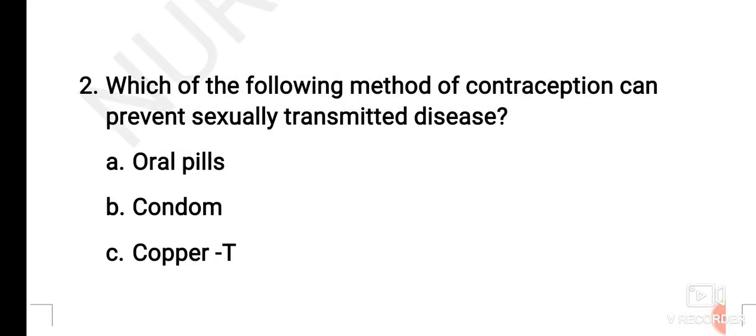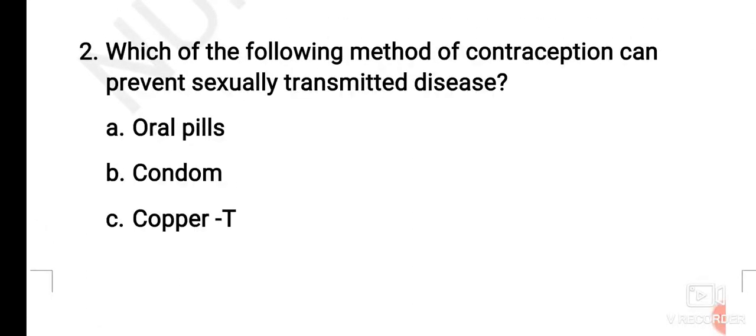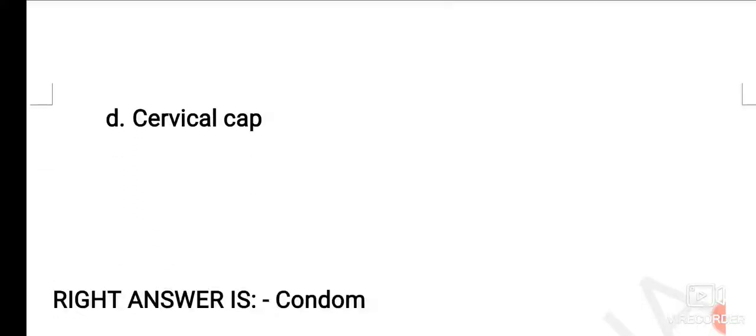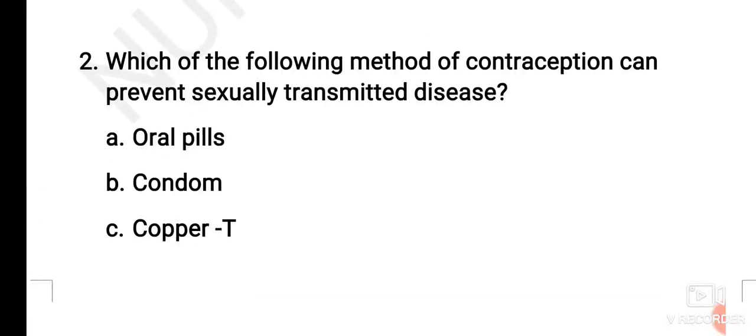Which of the following method of contraception can prevent sexually transmitted disease? Oral pills, condom, copper T or cervical cap? So, the correct answer which prevents sexually transmitted disease is condom. Condom is a type of barrier method which prevents the sperm from getting into the vagina. That's why it prevents sexually transmitted disease. Next question.